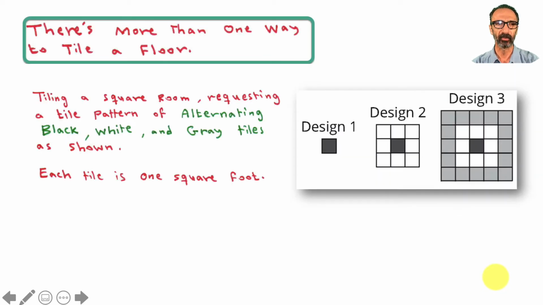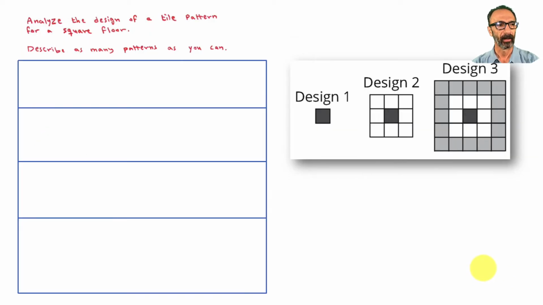And now there is more than one way to tile a floor. Tiling a square room requires a tile pattern of alternating black, white, and gray tiles, as shown in the picture on the right. Each tile is 1 square foot. Analyze the design of a tile pattern that we were looking at for a square floor. Describe as many patterns as you can see.